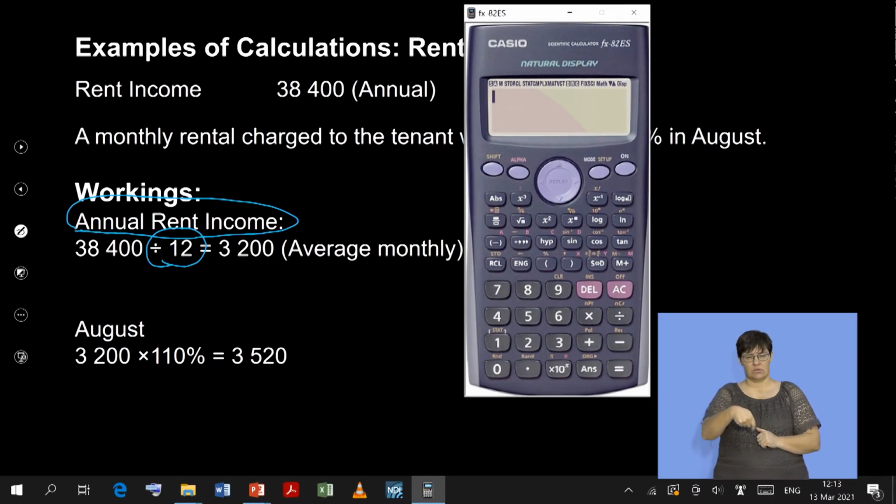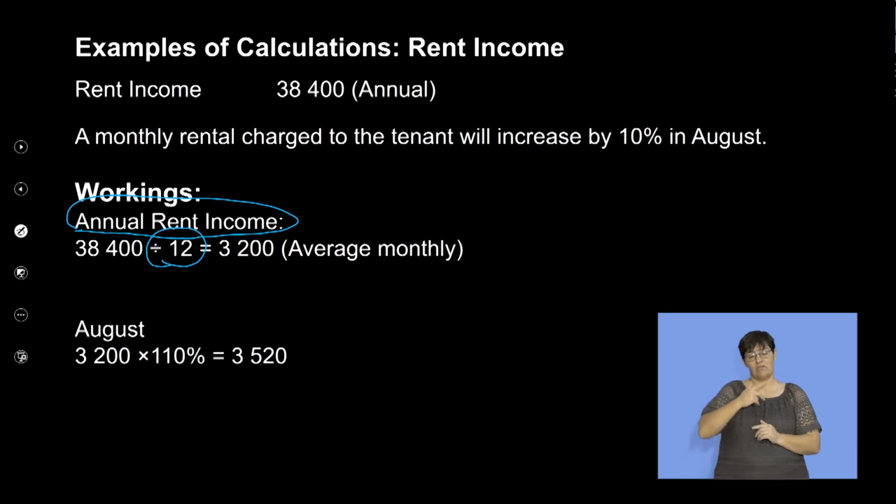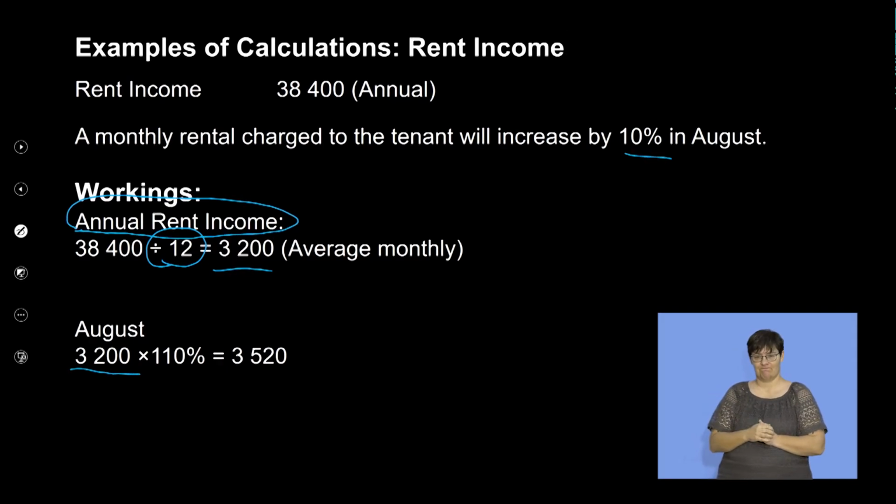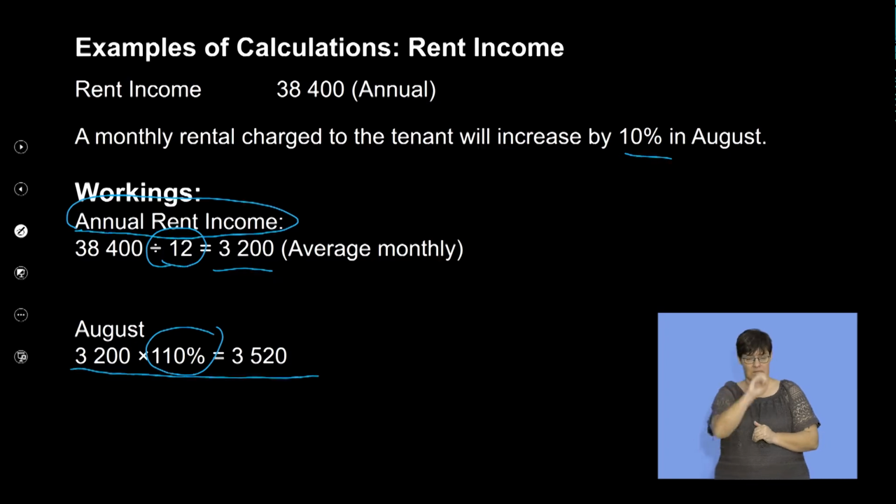Here we go. Let's take our 38,400. Because it's an annual amount, we divide it by 12, giving me a figure of 3,200, right? So the average per month is your 3,200, monthly average. What do we expect to happen? We expect to increase by 10% in August. So therefore, 3,200 times my 10% will give me a figure of 320, plus the 3,200 will give me a figure of 3,520. There we go. So you're increasing it by 110%. Why? 100% plus the 10% increase, 3,520. So that will be my new rental effective from August.